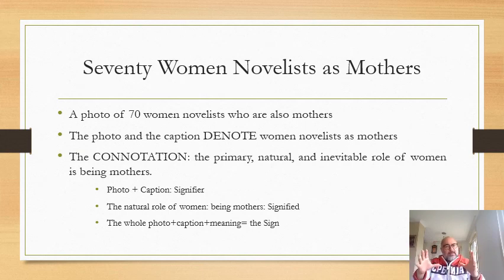But if you look at this sign system carefully, with the photo, with the caption and the letters combined, you have the connotative meaning. The connotation is that the primary, natural, and inevitable role of women is being mothers. Okay? So you infer from this photo that, wait a second, women novelists, so talk about their work, talk about their texts. Why are you talking about their sex?